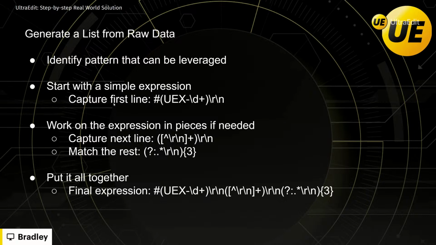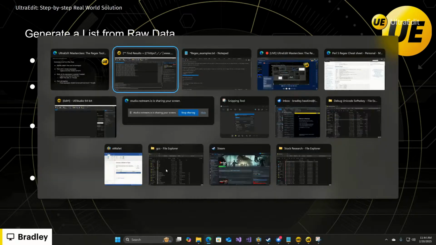I'm going to start with something simple, and I'll explain this. And then once I've got that, I want to build on that regular expression to do something with it. I have specific information I want out of this data file. So I'm going to build the next part of the expression and then the next part of the expression. And then when I put all that together, I'll have a final regular expression that will give me the results I want. So let's flip over to UltraEdit.